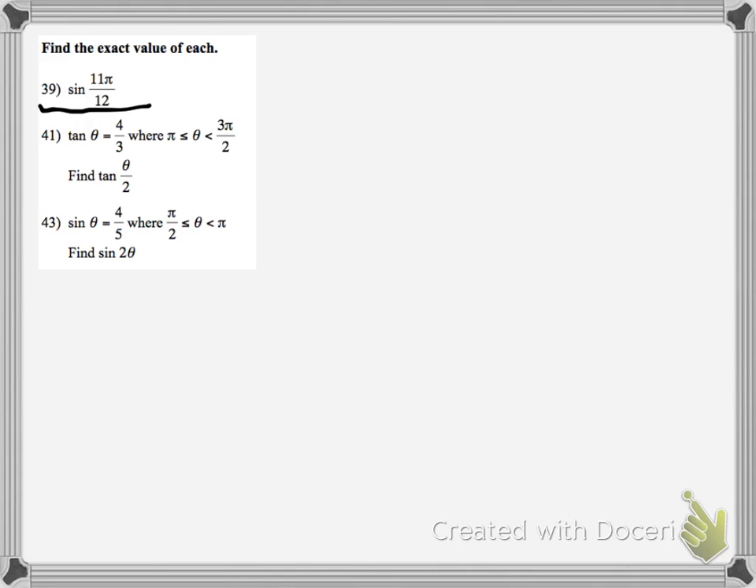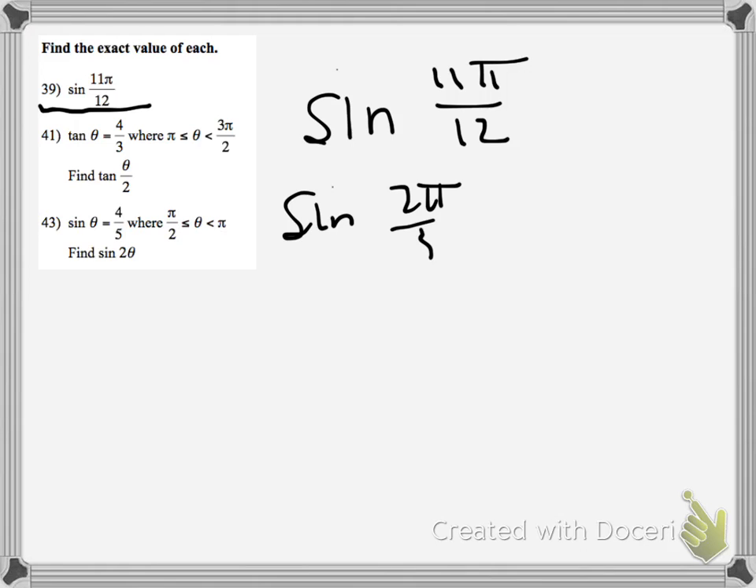And so what you're going to actually use is a sum difference formula, because you can do 120 plus 45. I'm going to leave it in radians. So sine of 11 pi over 12 is the same thing as the sine of 2 pi over 3 plus 1 pi over 4, right? And if you don't believe me, go ahead and enter 2/3 plus 1/4 on your calculator. You get 11 over 12, okay?